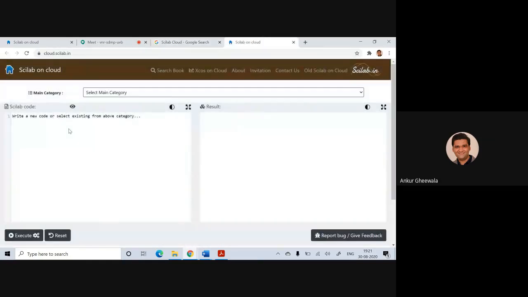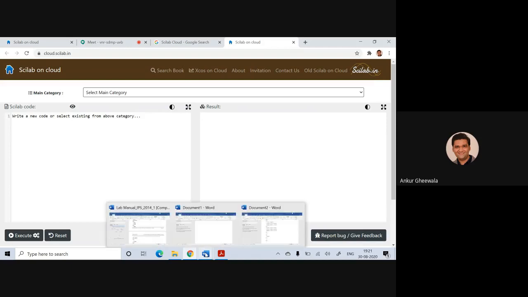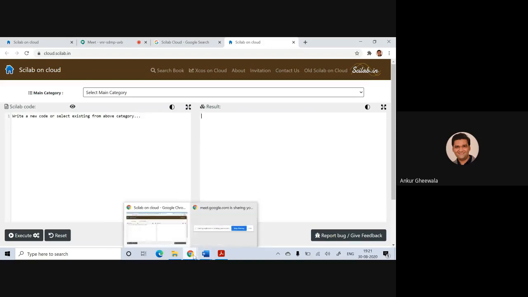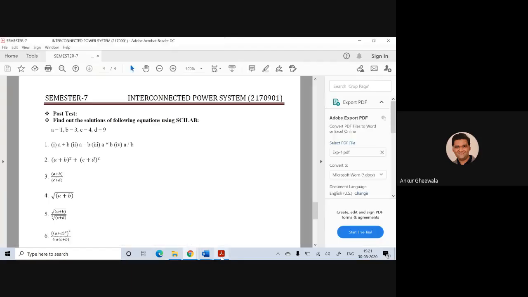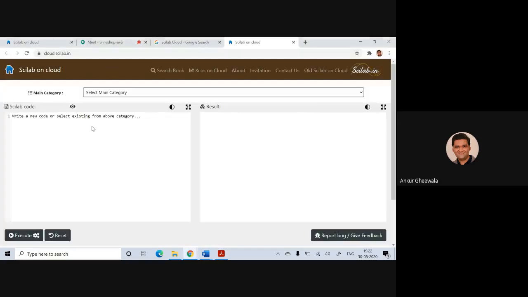You can see here, you can write your code at the left hand side. After completion of the code, you can just execute, and it will give the result here. So let's start to solve this given exercise. This is also considered as a post test. I am given the values A is equal to 1, B is equal to 3, C is equal to 4, and D is equal to 9. I will just copy paste these values in Scilab.